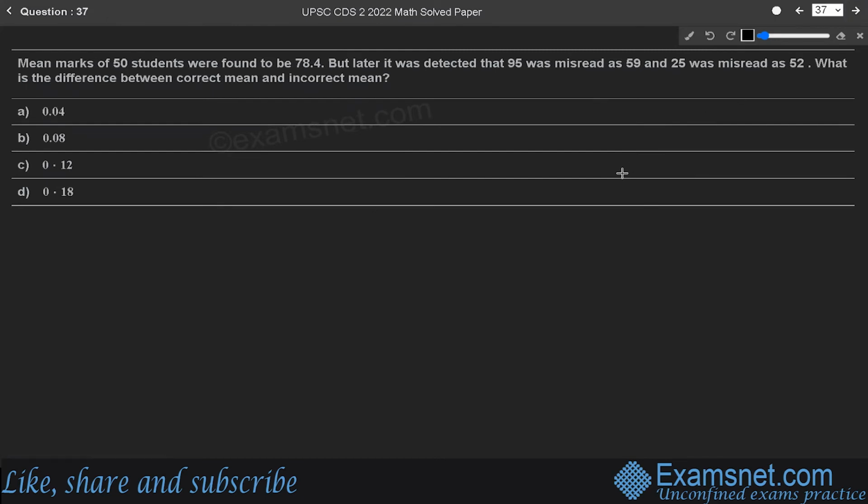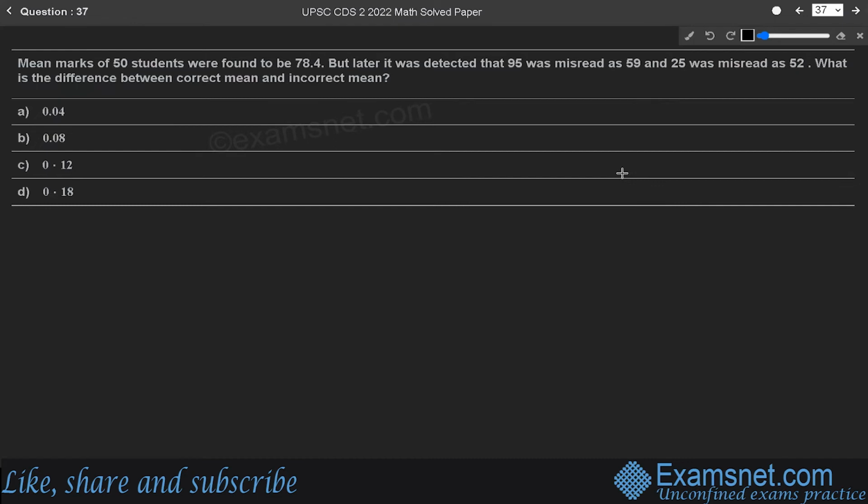Next question is, mean marks of 50 students were found to be 78.4, but later it was detected that 95 was misread as 59 and 25 was misread as 52. What is the difference between correct mean and incorrect mean?